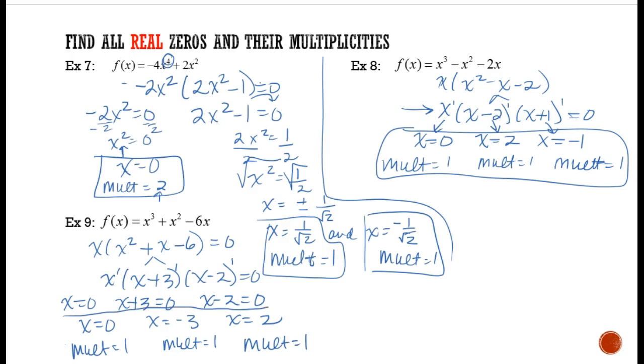All right, there you go. So today you're going to be finding zeros and their multiplicity, as well as finding end behavior. All right, we'll see you in class.